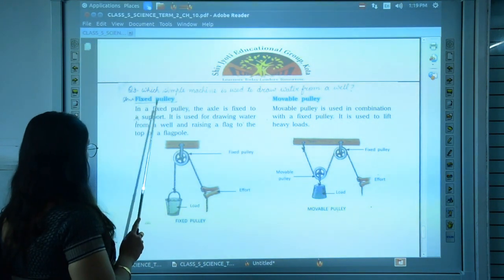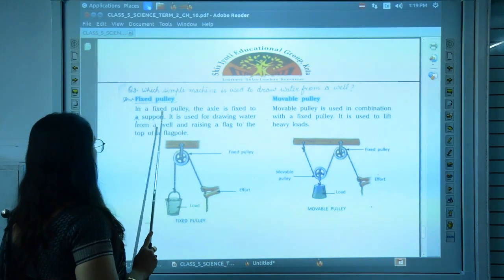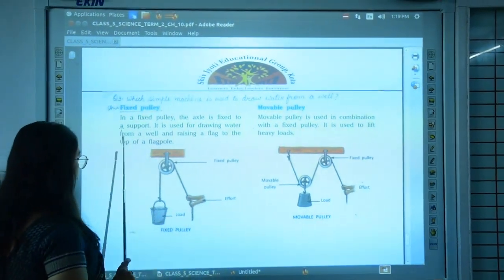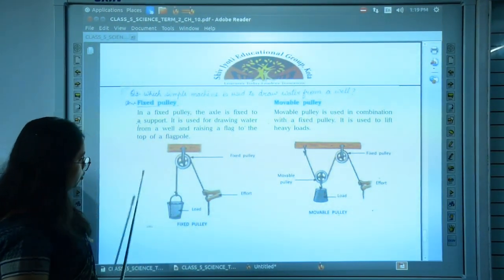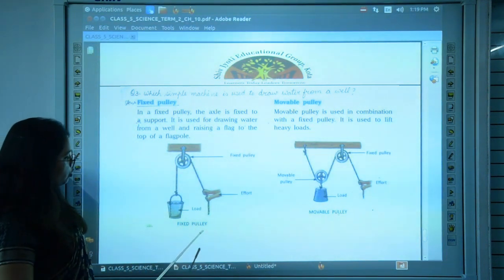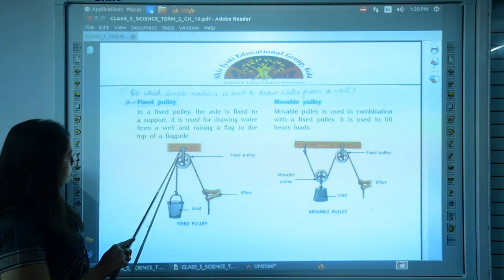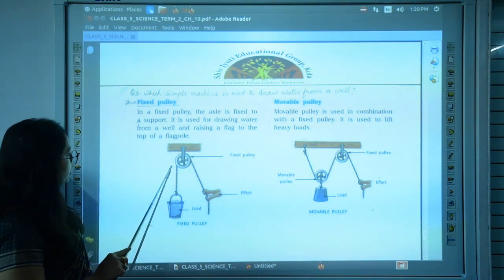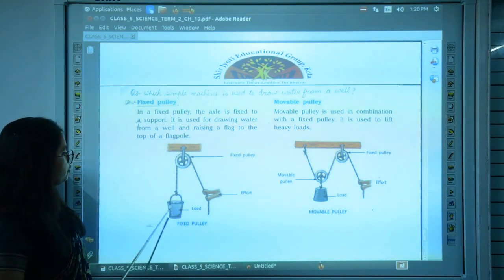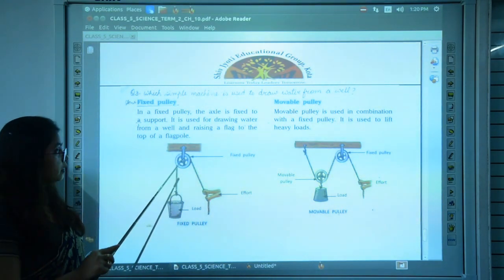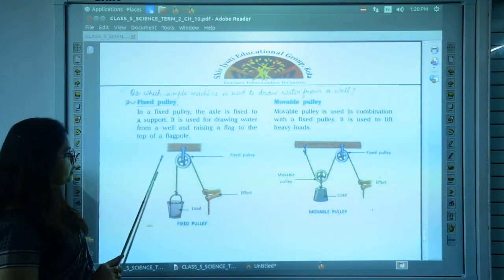Here, fixed pulley. In a fixed pulley, the axle is fixed to a support. It is used for drawing water from a well and raising a flag to the top of a flagpole. Now, you can see the arrangement shown over here is showing fixed pulley. This is a pulley. You can see groove over here. In this groove, a rope is running. So, this helps in pulling or drawing the water from the well. This pulley is fixed at some position at some support. So, this is a fixed pulley.